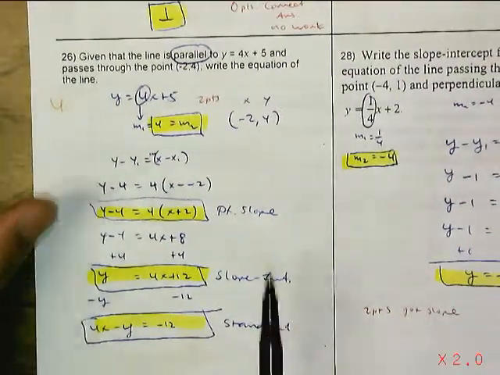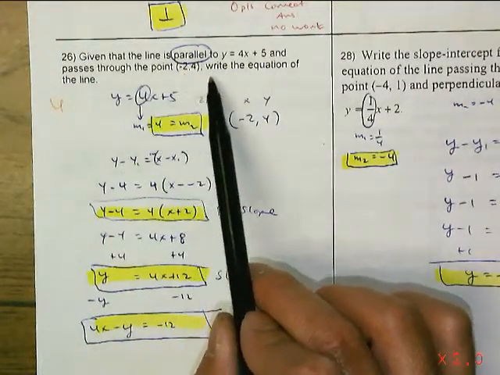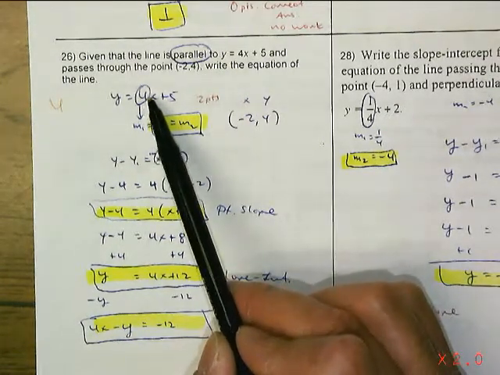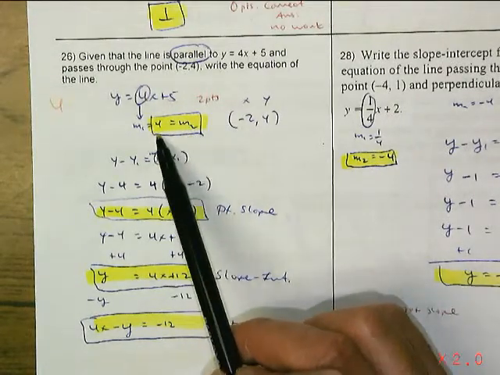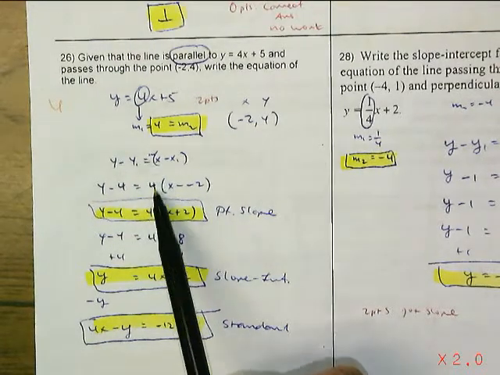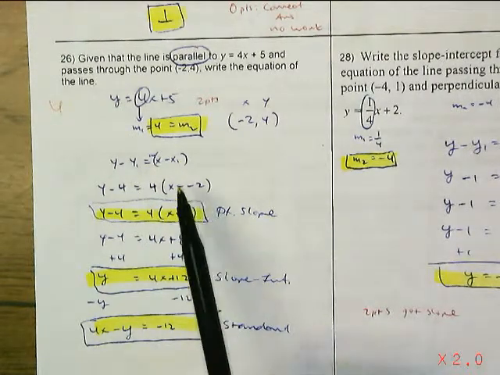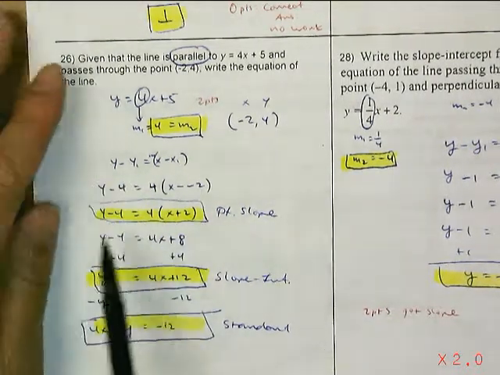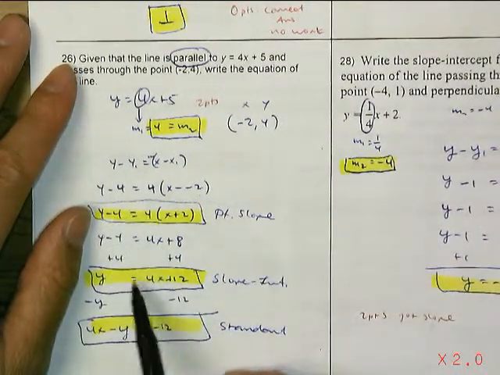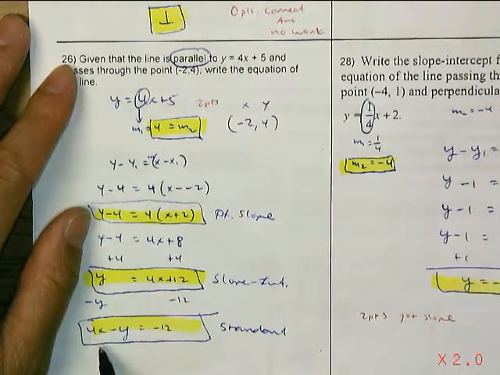Question number 26. Given the line is parallel to y equals 4x plus 5 and passes through the point -2, 4, write the equation of the line. So parallel means they have the same slope. So if your slope is 4, because in slope-intercept form, then my second slope is also 4. So I have 4 and a point. I'm going to use point-slope form. So there's my substitution for slope, substitution for my y value, and my x value. You could have written this in any form. So here it is in point-slope. If you want slope-intercept form, distribute and then add 4. Standard form means you get x and y on one side. The leading coefficient can't be negative.